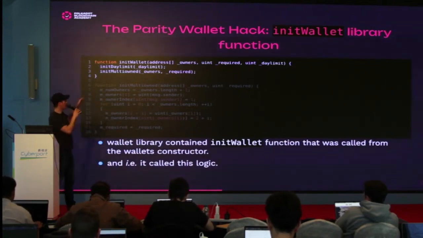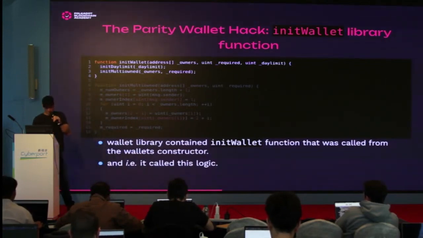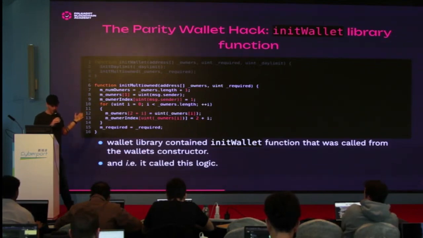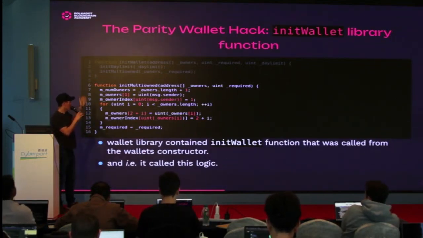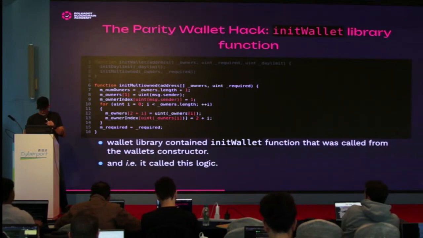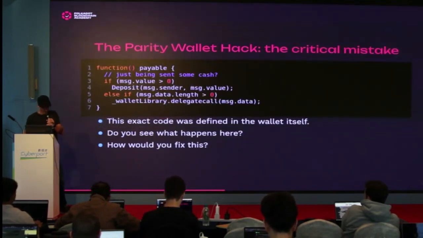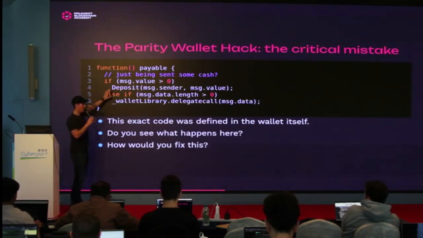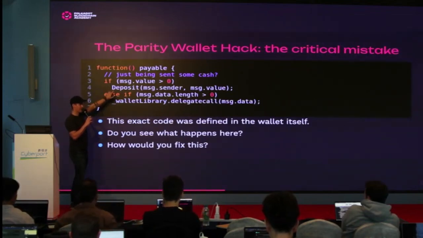In the day limit function, it just wrote the day limit to the storage, and in init multi-owned, it initialized the array of the addresses and then the threshold for withdrawals. All good. And this is the exact code that was also defined in the library. That's important. It was defined in the library of the multisig wallet. And exactly, this is copied.